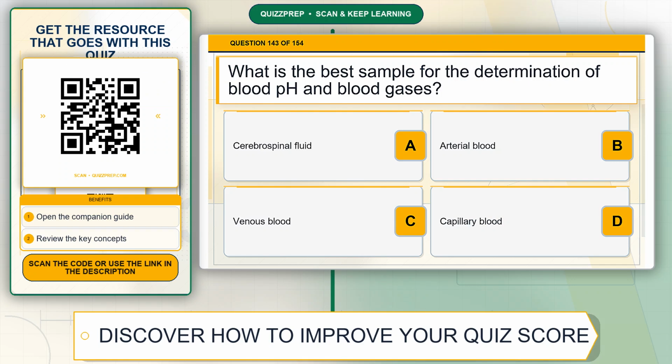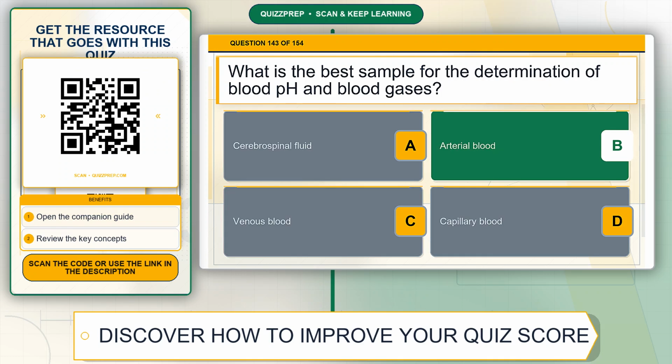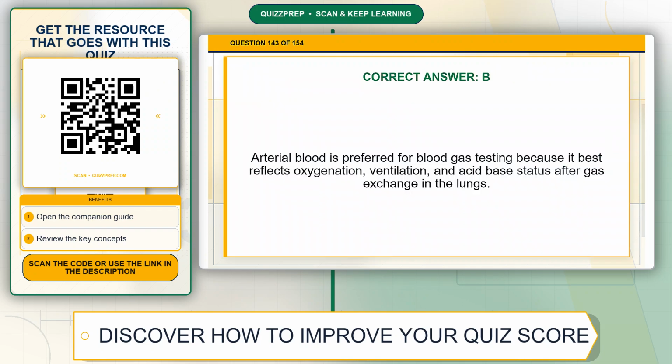Question 143. What is the best sample for the determination of blood pH and blood gases? Option A, cerebrospinal fluid. Option B, arterial blood. Option C, venous blood. Option D, capillary blood. The correct answer is option B, arterial blood. Explanation. Arterial blood is preferred for blood gas testing because it best reflects oxygenation, ventilation, and acid-base status after gas exchange in the lungs.